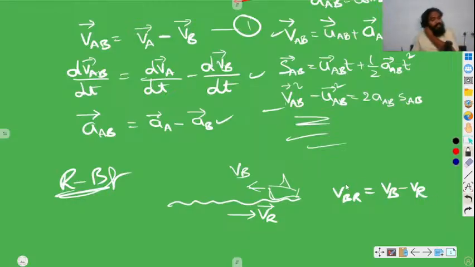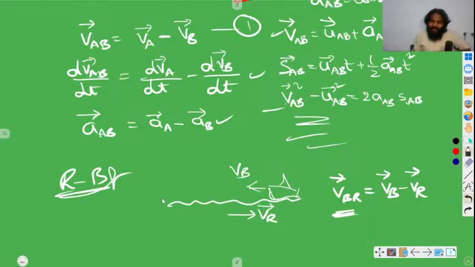So what is VB minus VR here? This scenario is called upstream. Whenever the boat moves opposite to the river's flow, it is called upstream. Then the relative velocity of the boat with respect to the river is equal to VB minus VR. This is exactly the velocity which appears to the person who is on the ground, right?